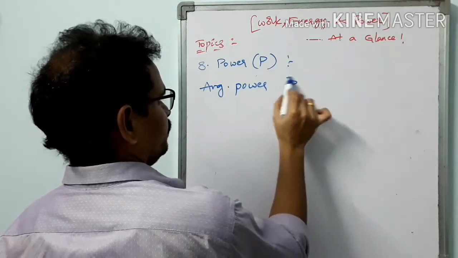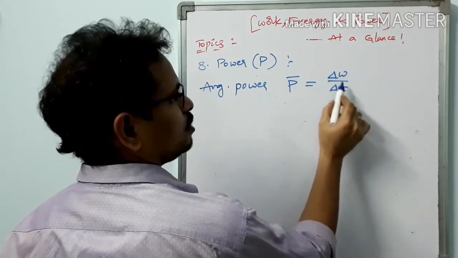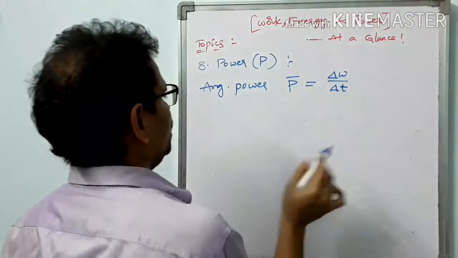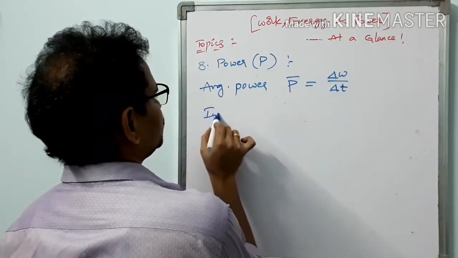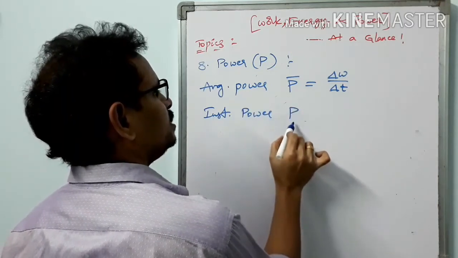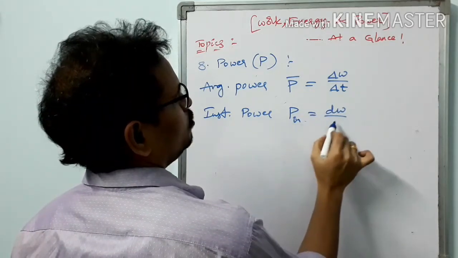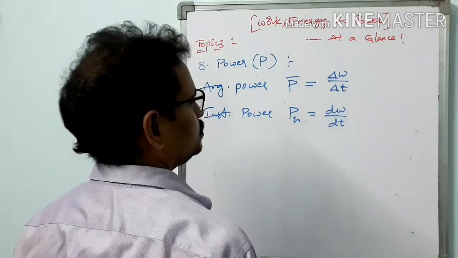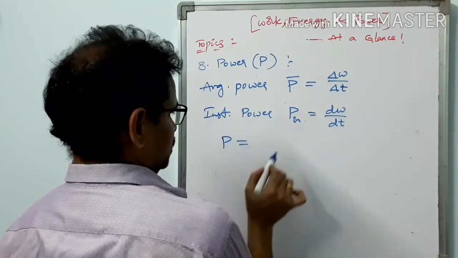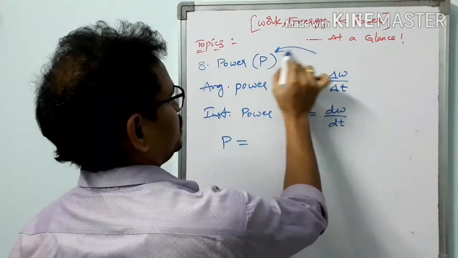Average power P bar equals delta W by delta T. So the total work done divided by the total time interval. So P bar equals delta W by delta T. And instantaneous power P equals dW by dt. Also, power is a scalar quantity. Power is a scalar.